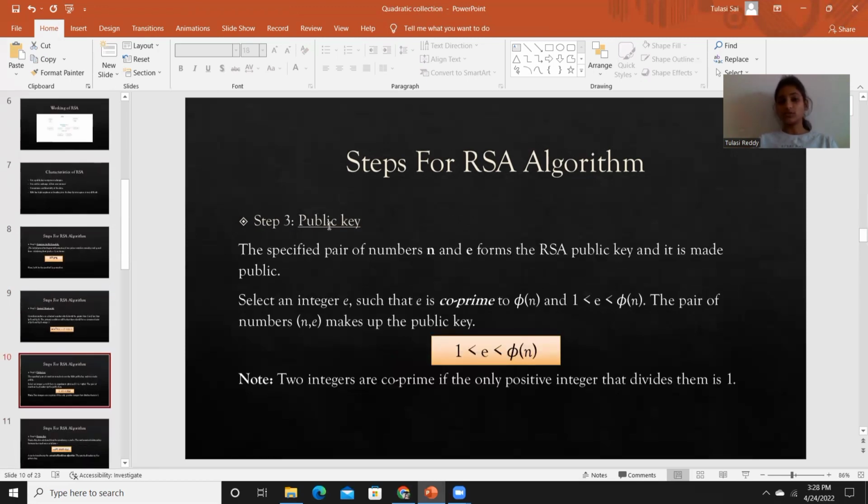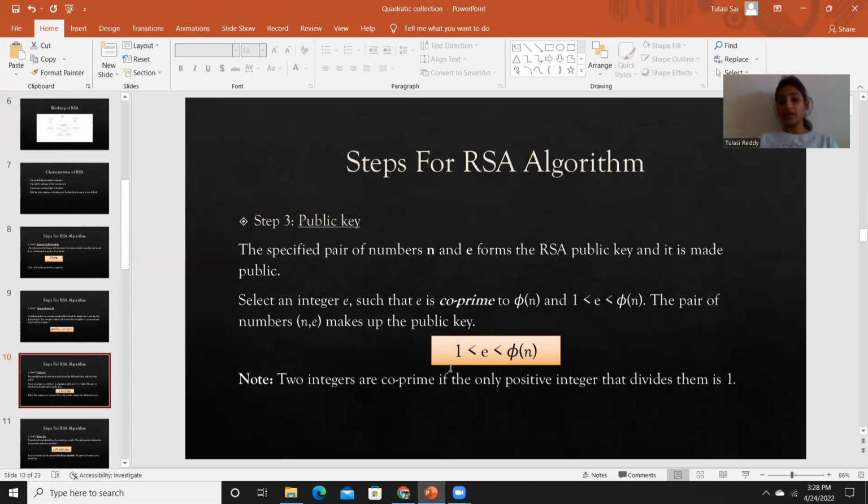Coming to the third step, which is about the public key. I have already said that public key means everyone. The specified pair of numbers n and e forms the RSA public key, and it is made public. Select an integer e such that e is coprime to psi of n and 1 is less than e, which is less than psi of n. The pair of numbers n comma e makes up the public key.